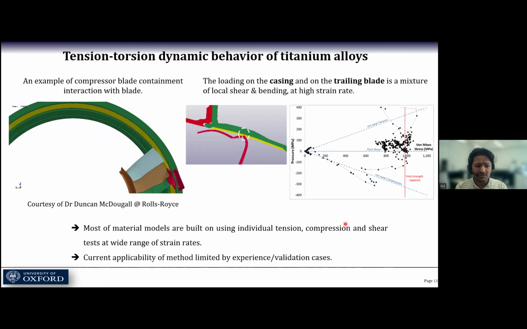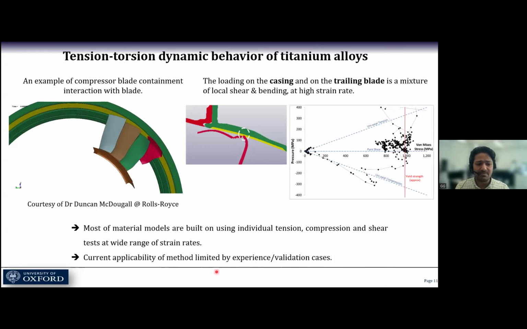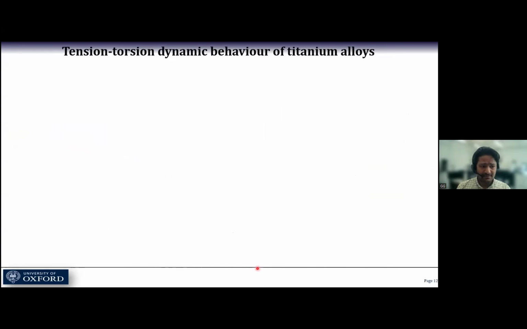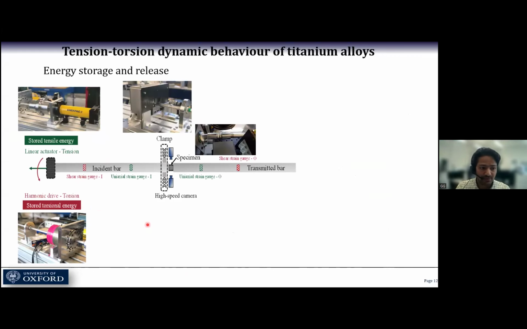Also, most of the material models so far are built using individual tension, compression, and shear tests at wide strain rates. The applicability of these methods is limited by experience and, of course, the validation cases as well. So for this kind of test, tension-torsion testing, I used a tension-torsion split Hopkinson bar, which was developed in our lab over the last 3 years. Based on an energy storage and release system, it is equipped with two decoupled devices. One is a linear actuator, which is used to apply the tension, and the other is a harmonic drive to apply the torsion. It is also equipped with a jaw-shaped clamp, which helps to hold the incident bar along with the stored energy.